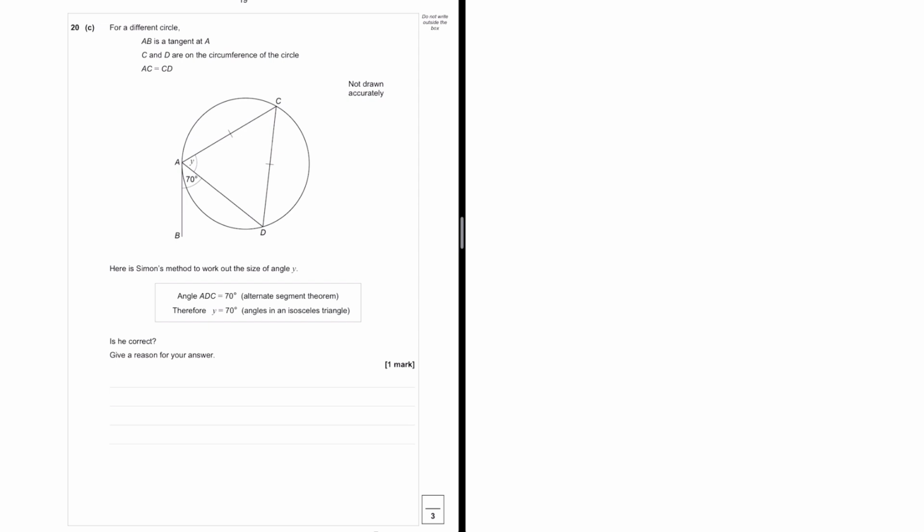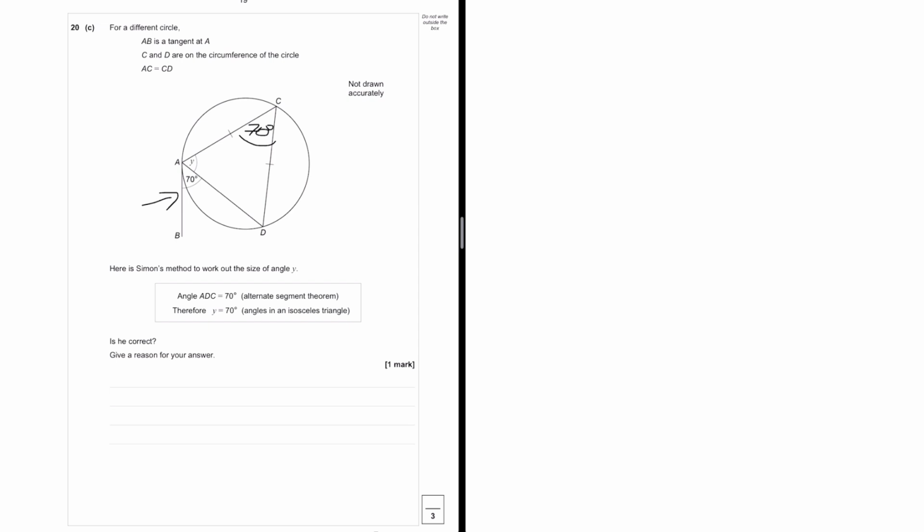Well, is he correct? So what does the alternate segment theorem say? The alternate segment theorem says that when we have a line which is tangent to a circle, the angle between this tangent and a chord on the circle, so a chord is just something that goes between 2 points on a circle, is equal to the angle here. So actually, this angle up here is going to be equal to 70 degrees according to the alternate segment theorem.